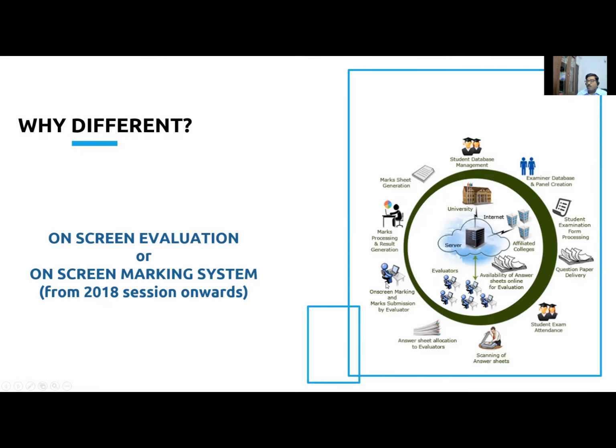On-screen marking or evaluation simply means the examiner sits remotely or in the university premises and uses the computer screen to evaluate and give the marks. After all this, mark processing, result generation, and mark sheet generation are done by the university. All of these are stored on the university server, and via the internet it is connected to the university administration, the affiliated colleges, and the evaluators, either at home or at the university. This is briefly what on-screen evaluation is about.